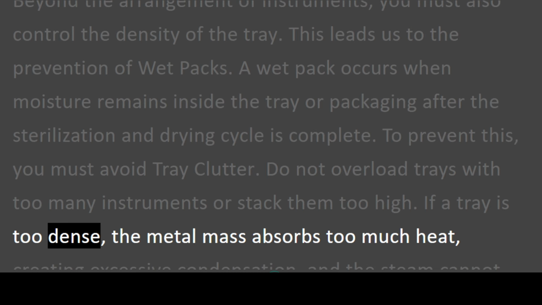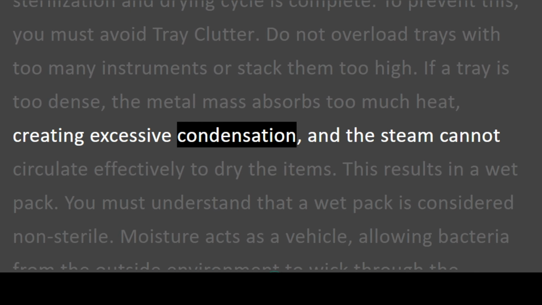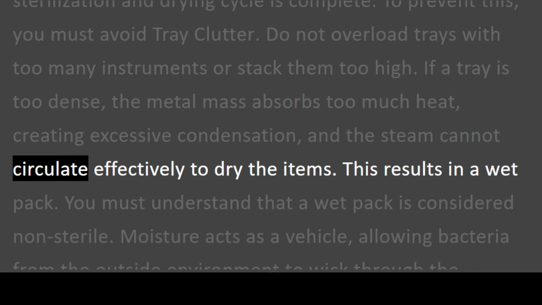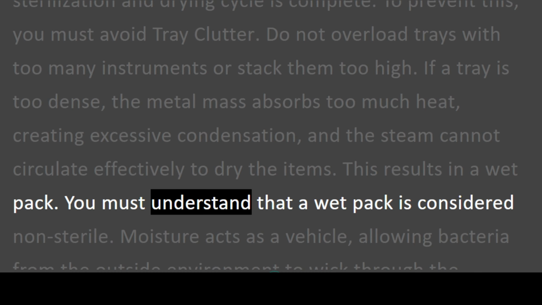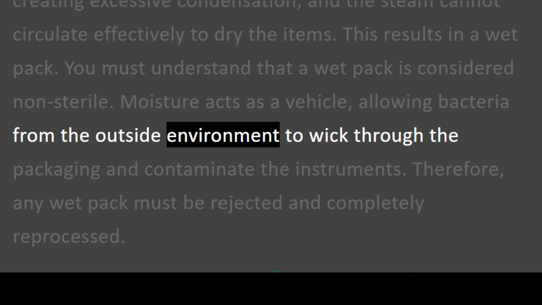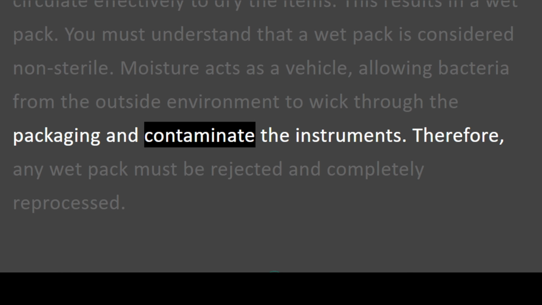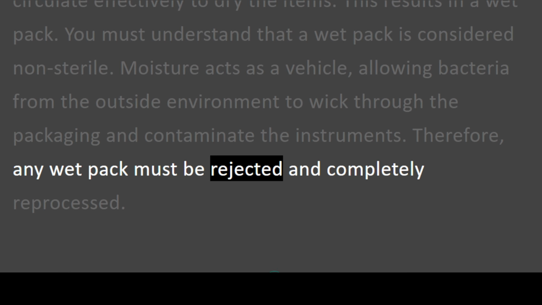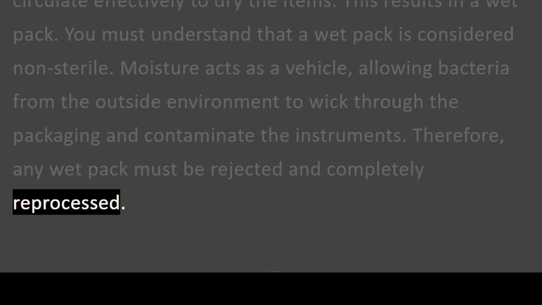If a tray is too dense, the metal mass absorbs too much heat, creating excessive condensation, and the steam cannot circulate effectively to dry the items. This results in a wet pack. You must understand that a wet pack is considered non-sterile. Moisture acts as a vehicle, allowing bacteria from the outside environment to wick through the packaging and contaminate the instruments. Therefore, any wet pack must be rejected and completely reprocessed.